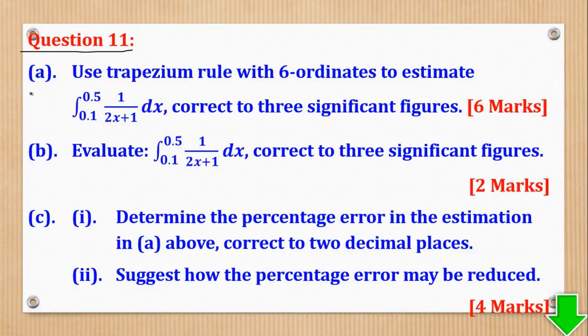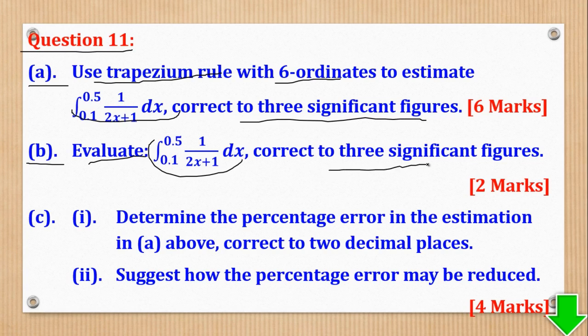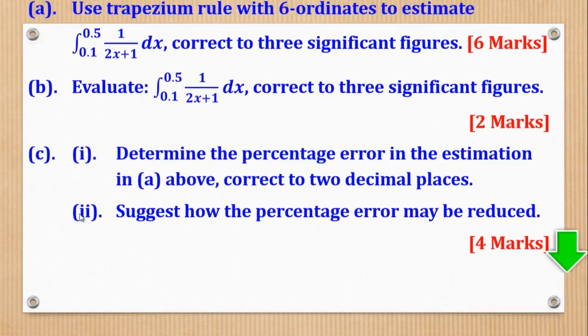So now we shall go to question 11, which says, Part A, use trapezium rule with 6 ordinates to estimate this integral correct to 3 significant figures. Then part B, they want you to evaluate this one correct to 3 significant figures. So let's start with part A.